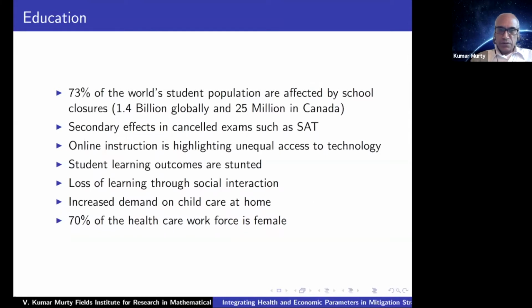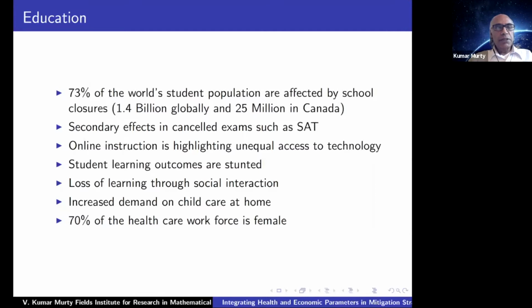1.4 billion students around the world are affected by school closures, and just in Canada about 25 million. So that's a huge number, and these are young people. So it's a very important part of our population, of the global population. Besides the loss of classes, there are secondary effects of people whose academic career, as it were, is disrupted. For example, competitive exams, qualifying exams like the SAT have been canceled in some places.